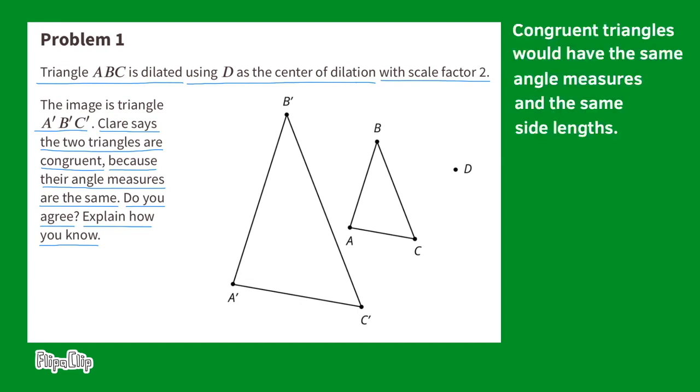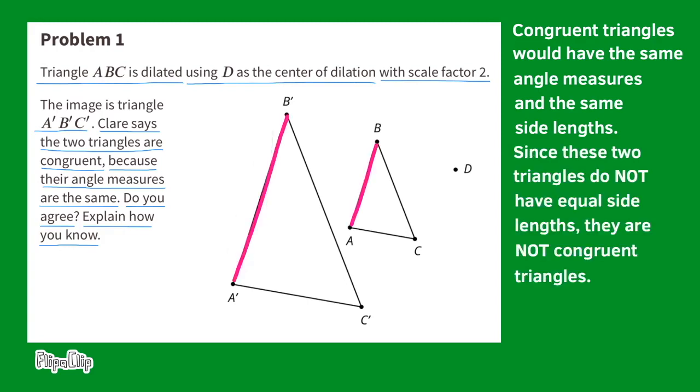Congruent triangles would have the same angle measures and the same side lengths. Since these two triangles do not have equal side lengths, they are not congruent triangles.